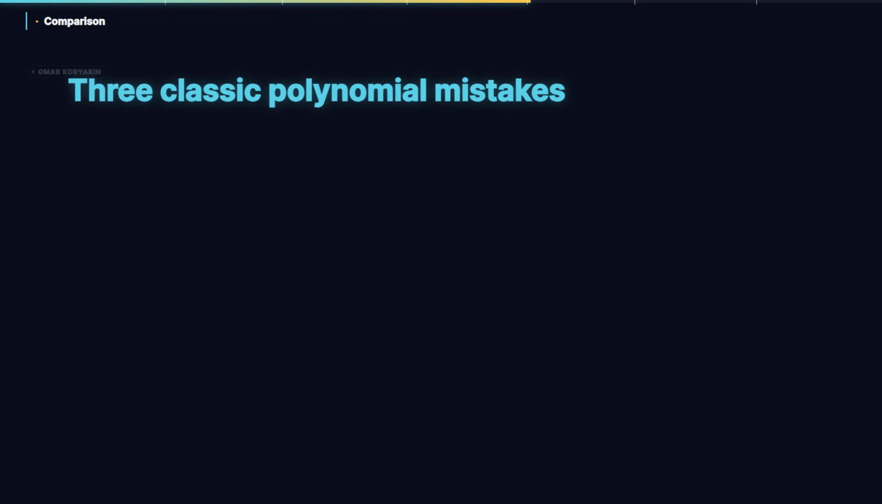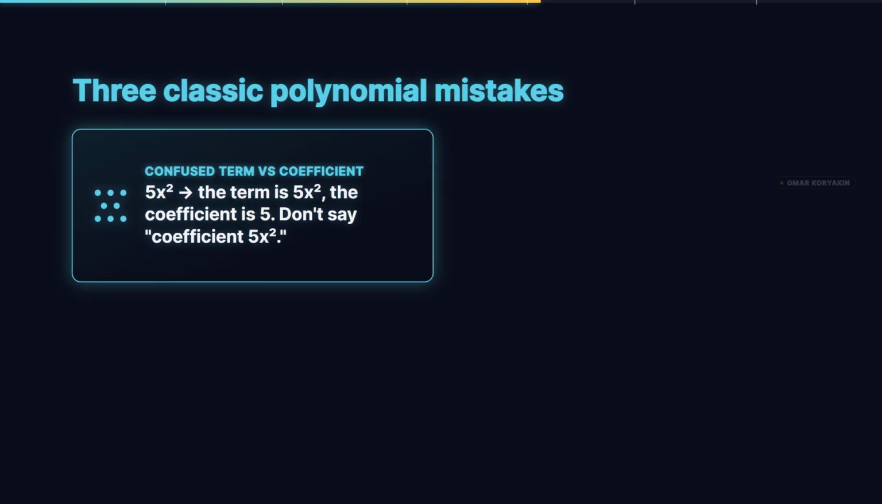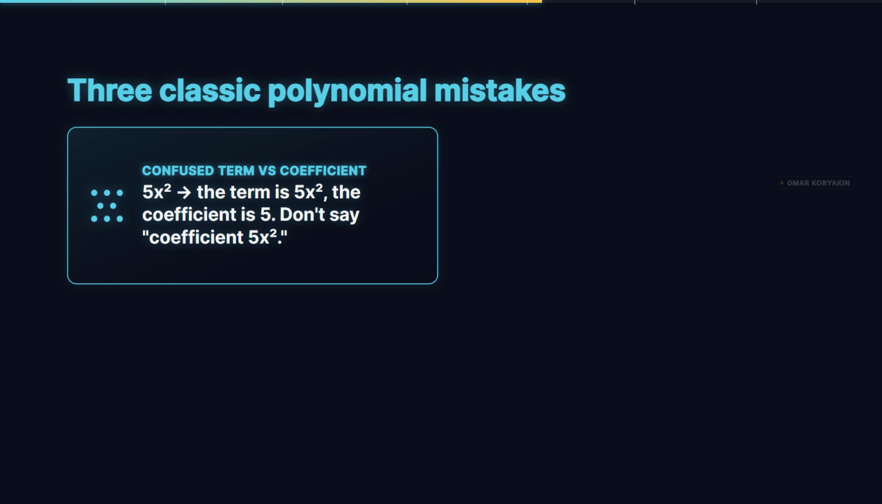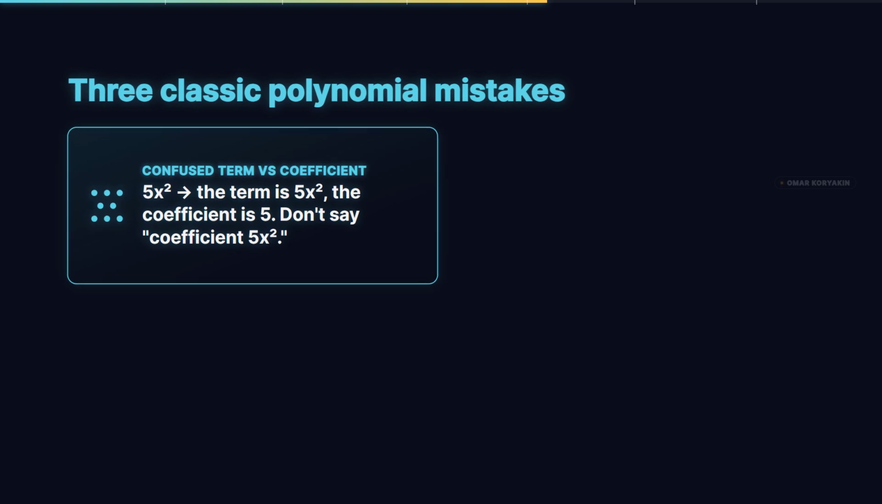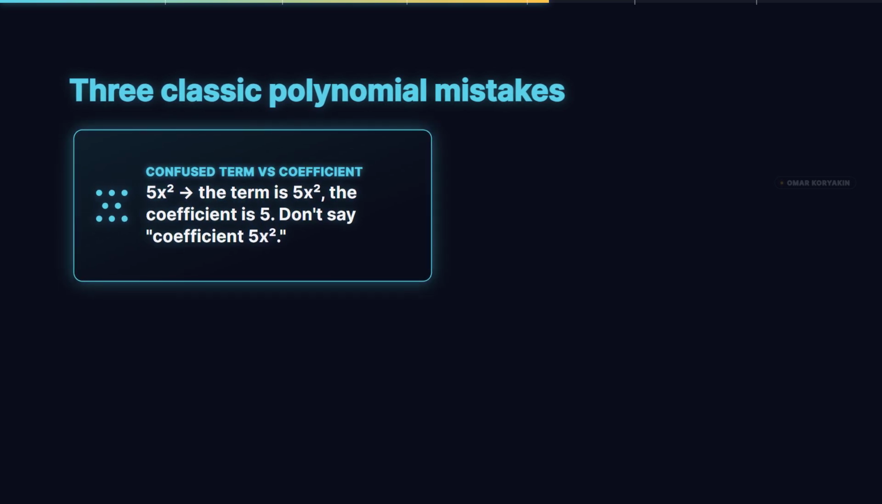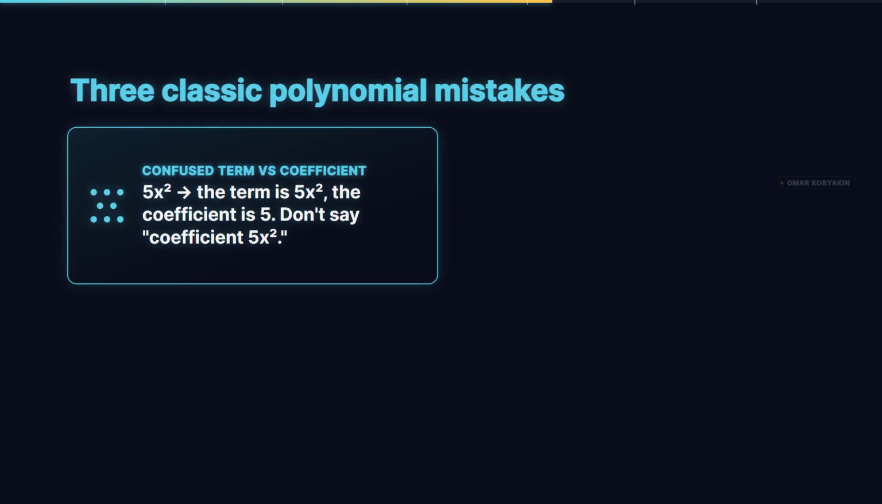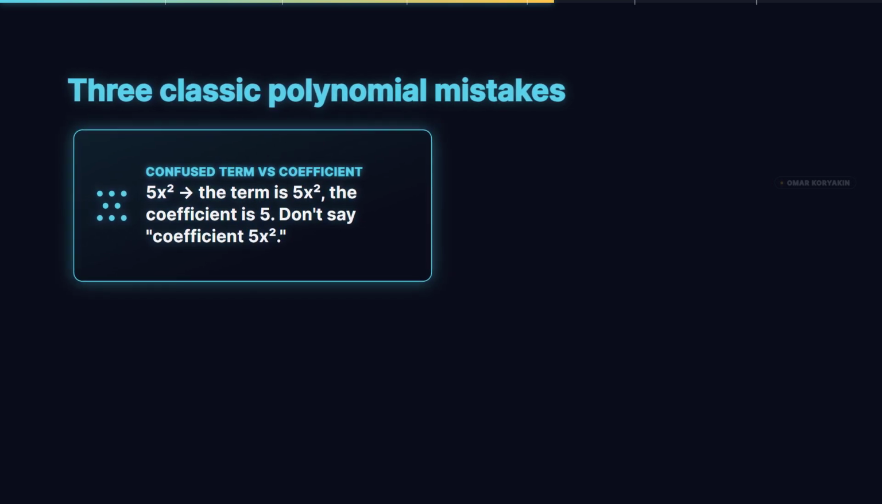3 mistakes that catch every algebra student during their first weeks of polynomial work. Each one is fixable with a small explicit habit applied on every problem from now on. First mistake, confusing term with coefficient when reading polynomial anatomy. A student looks at 5x squared and says the coefficient is 5x squared, when actually the coefficient is just 5. The term is 5x squared as a whole. The coefficient is the numerical factor only.